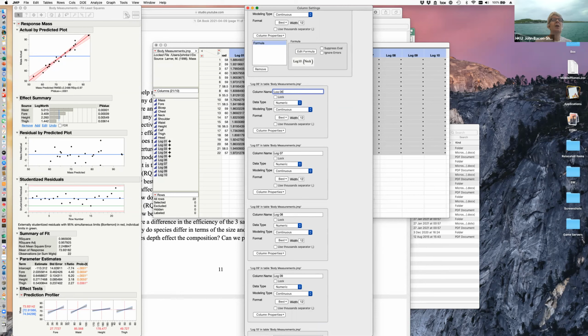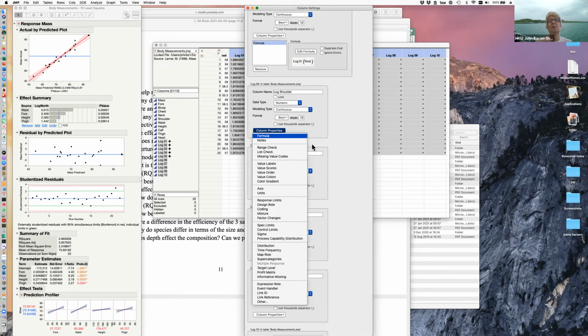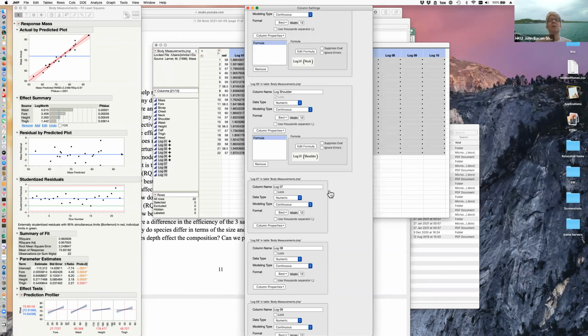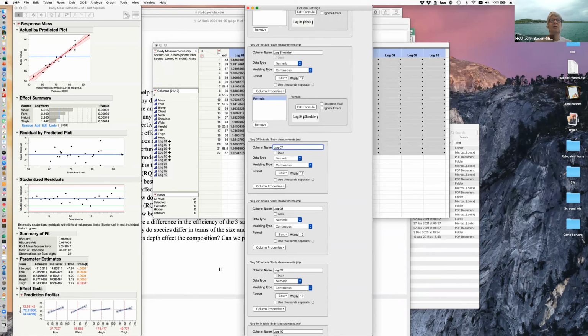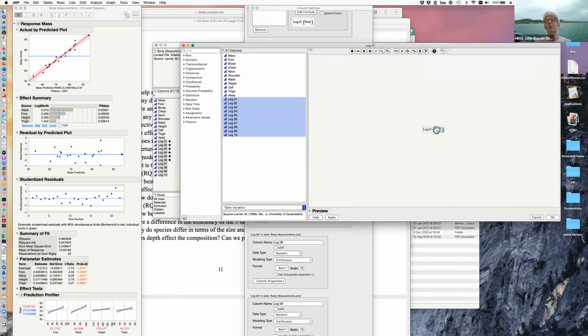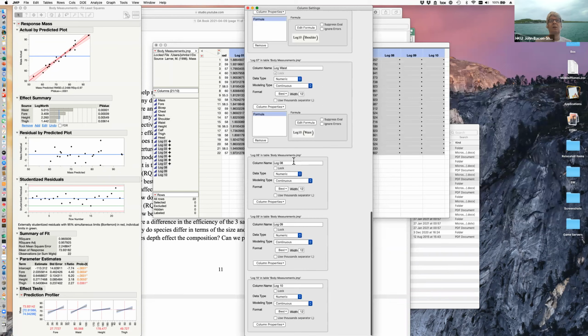Log of neck, log of shoulder. That's right. Waist. Waist. Height. Let me change all the names first so I make sure I get them right. Calf.